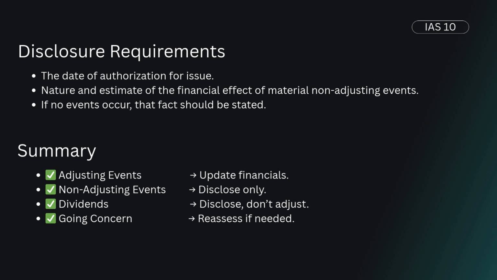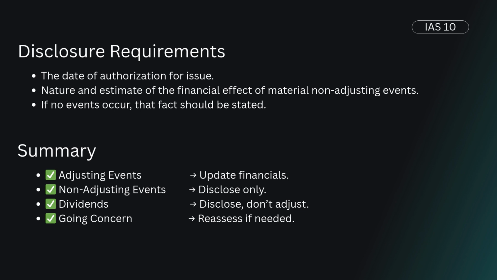Disclosure requirements of IAS 10. Number 1. The date of authorization for issue must be disclosed. 2. Nature and estimate of the financial effect of material non-adjusting events should be disclosed. And 3rd. If no events occur, that fact should be stated.